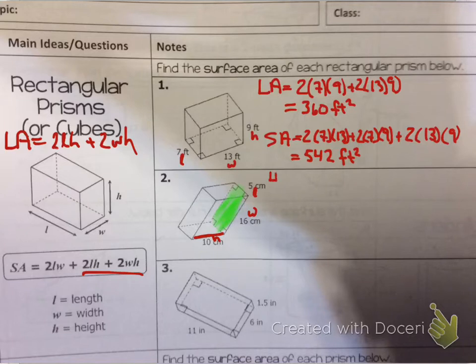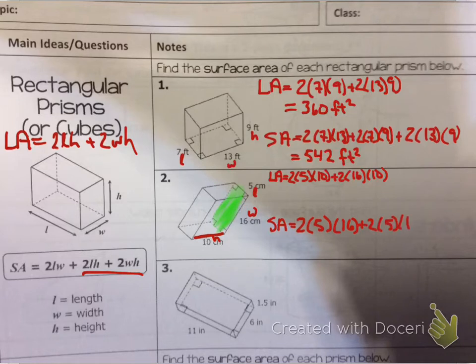But anyways, again, lateral area would have been 2 times the 5 times 10 plus 2 times the 16 times 10. And then the surface area is just 2 times the 5 times the 16, added to the lateral area.